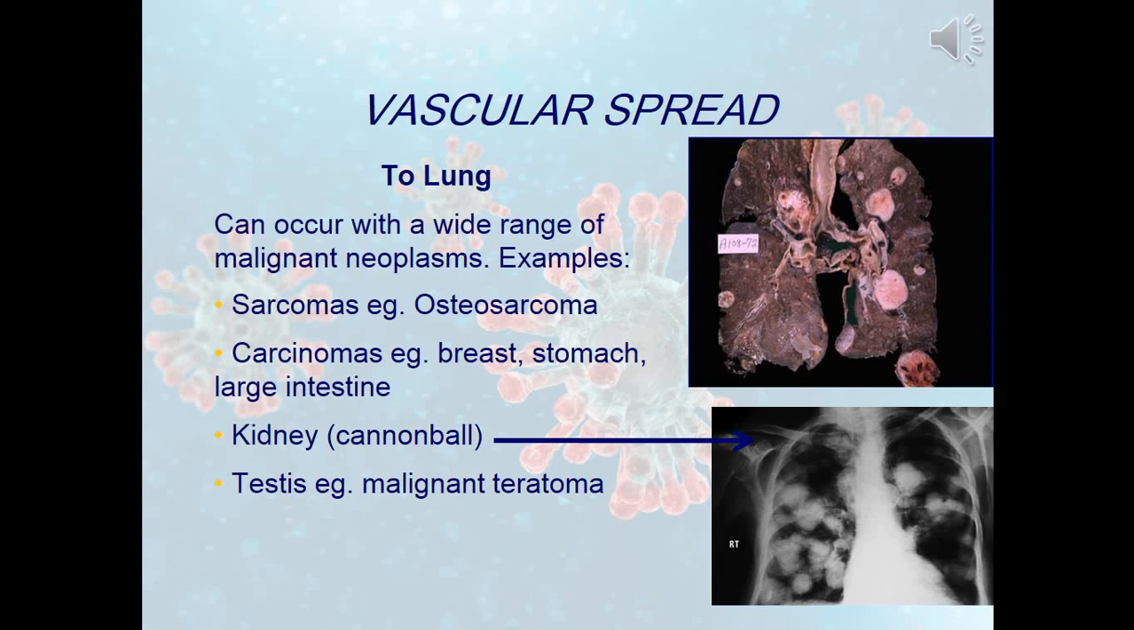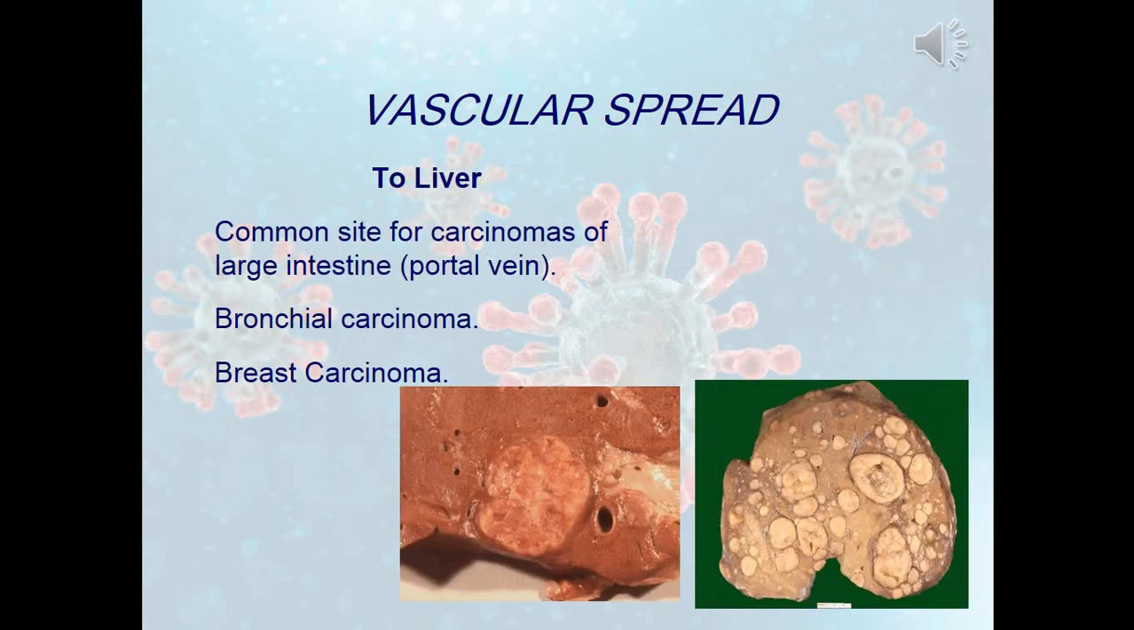This is an example of vascular spread to lung, which can occur with a wide range of malignant neoplasms, like, for example, sarcomas, osteosarcoma, and carcinomas like breast, stomach, large intestine. This is the cannonball appearance, which is a radiological term describing the multiple metastatic foci of renal cell carcinoma in the lung. And here is the gross appearance of these metastatic foci to the lung.